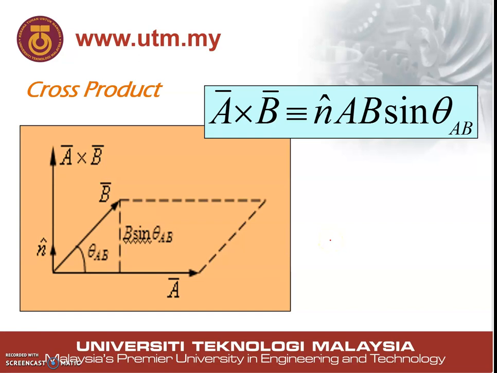Next we go to the cross product. Cross product can be represented like vector A cross vector B, with a unit equivalent to a unit vector normal to the plane containing the vectors A and B, with an angle of sine theta between the two vectors.